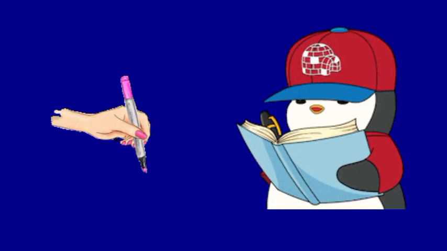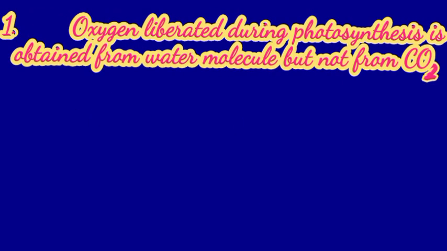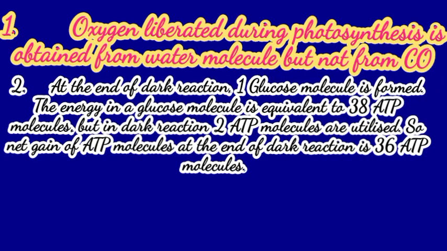Let's conclude here. You have to note some important points here. Number 1, oxygen liberated during photosynthesis is obtained from water molecule but not from carbon dioxide. Number 2, at the end of dark reaction, one glucose molecule is formed. The energy in a glucose molecule is equivalent to 38 ATP molecules, but in dark reaction 2 ATP molecules are utilized. So, net gain of ATP molecules at the end of dark reaction is 36 ATP molecules.